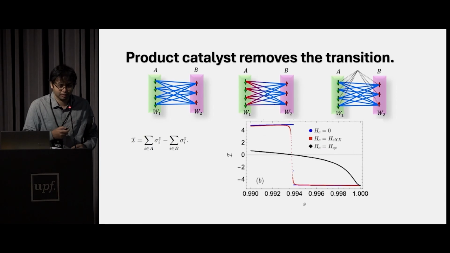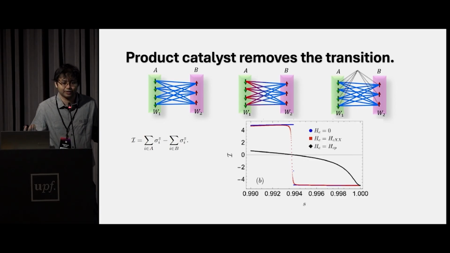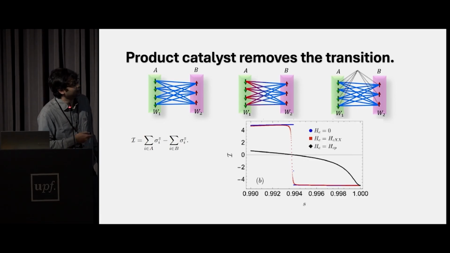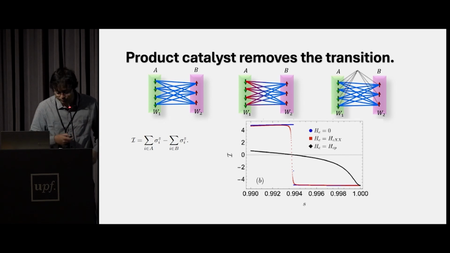Now if you go to the order parameter, because first order phase transition, order parameter and so on, you're going to see the order parameter here is a difference in magnetization between these 2 cliques, which is some kind of a staggered magnetization. And you see that if you have no catalyst, then it's a very sharp transition. If you have XX, it gets smoothened out a bit. But if you have this product catalyst, it's completely smooth.